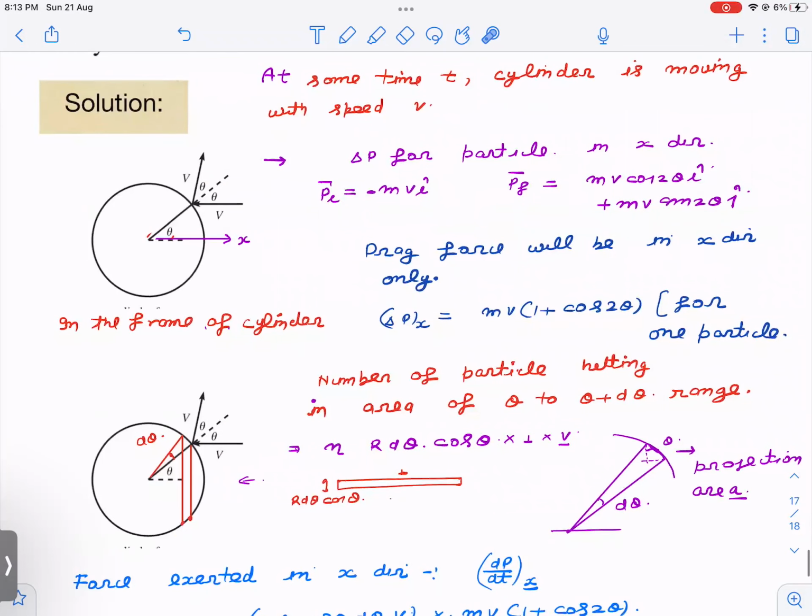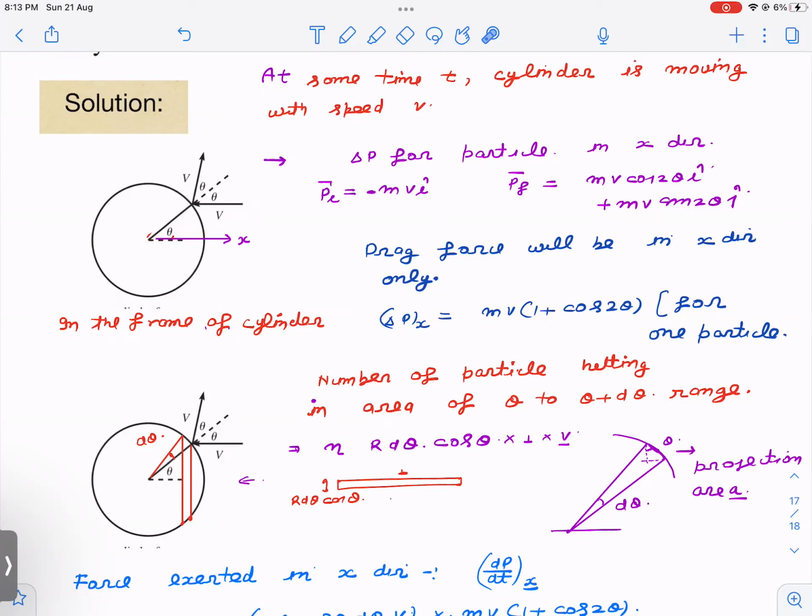So here what we are going to do first: since the cylinder is a massive object as compared to the particles, it is already given in the question. At some instant when it has velocity v in the x direction, the particles are at rest. So with respect to the cylinder, we are going to see that particles will approach the cylinder. This diagram is in the frame of the cylinder. With respect to the cylinder, particles will approach with the velocity v, right? Because the cylinder had velocity v.